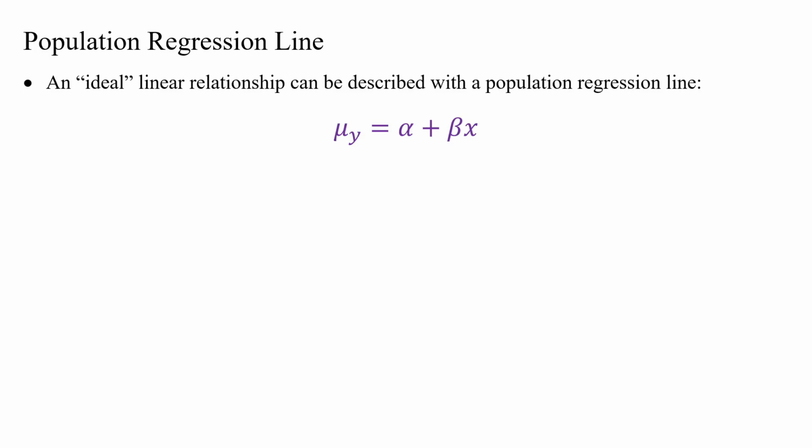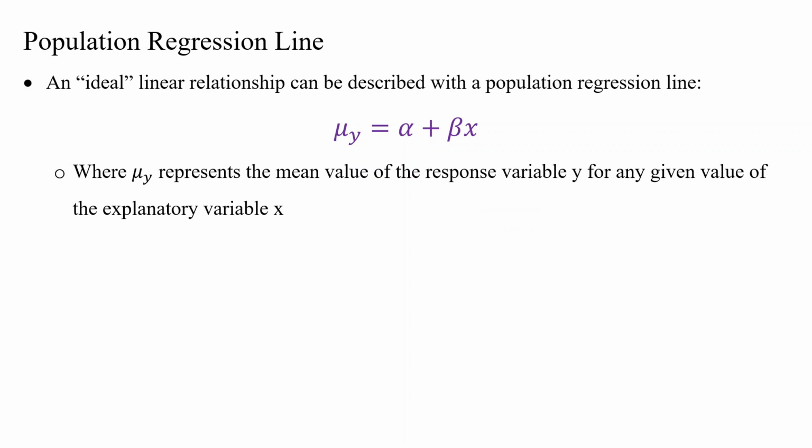So we're going to take what we already know about least squares regression and expand on it in this unit. First, let's start with the big picture. When we have 2 quantitative variables that we are trying to observe a linear relationship between, we can create what's called an ideal linear relationship. And it's described with what's called the population regression line. And that's going to be mu sub y equals alpha plus beta times x.